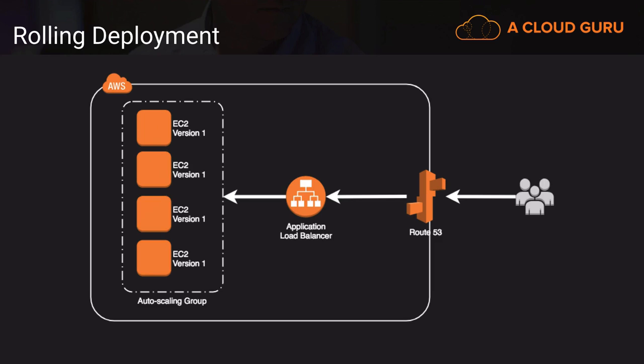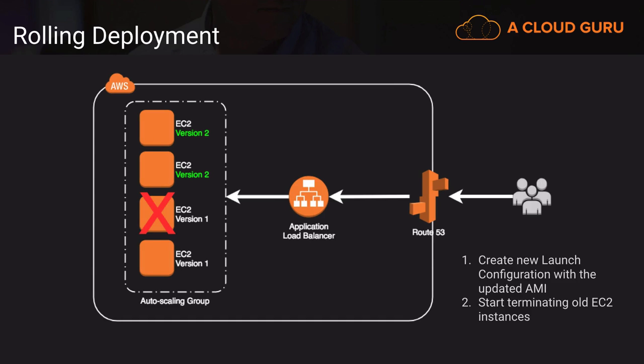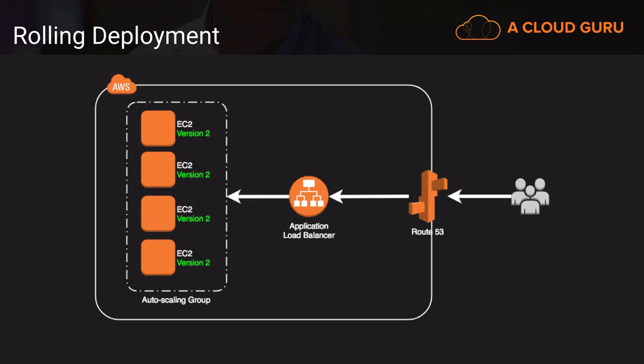First, we have something called a rolling deployment. Now, let's say, for example, we have an application load balancer, we have an auto-scaling group, and we have a fleet of EC2 servers all running on version 1. What we can do is create a new launch configuration, because if you remember, we can't edit existing launch configurations, we have to create new ones. So we would create a new launch configuration with an updated AMI, and then we'd start terminating the old EC2 instances, and when they come up, they would come up under the new AMI. And eventually, we would have all of our fleet updated to our version 2.